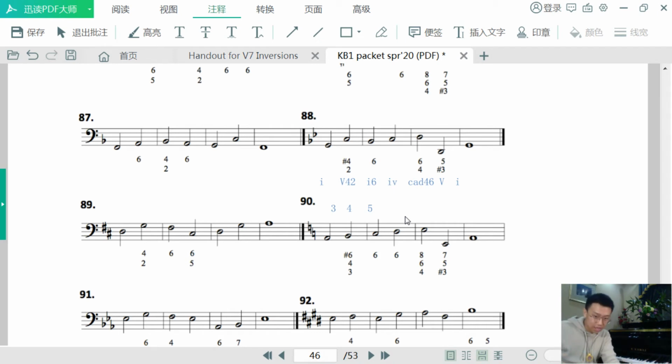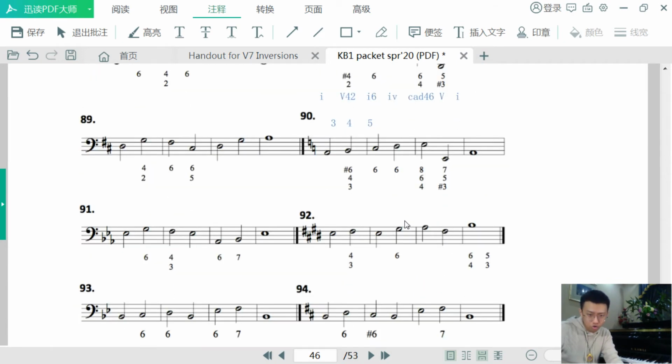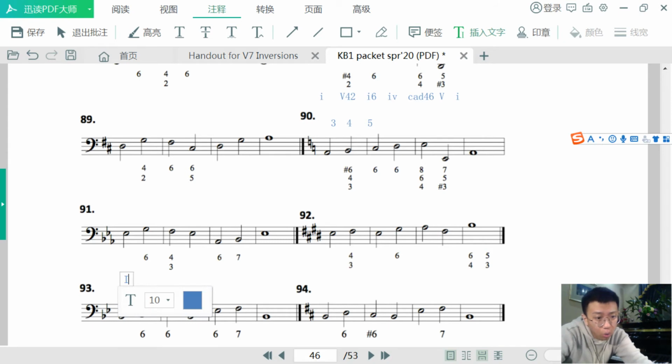Cadential 6/4, 5/7 to 1. So that's about 90. And I want to talk about there's a little tricky with 91. Why? Because 91 starts on 1, right? And 1/6. Oh, capitalize, sorry. 1/6, 5/4/3 to 1. And last is the 2/6, 5/7 to the 1.